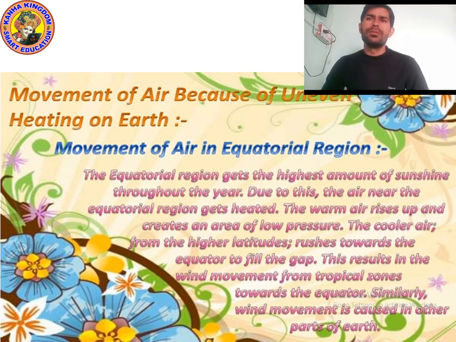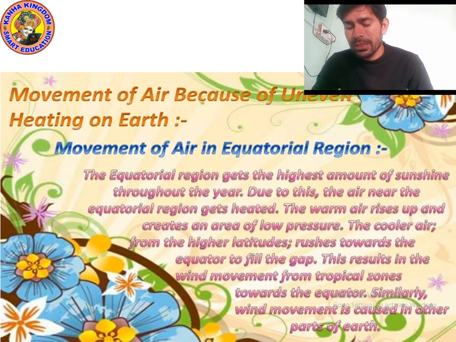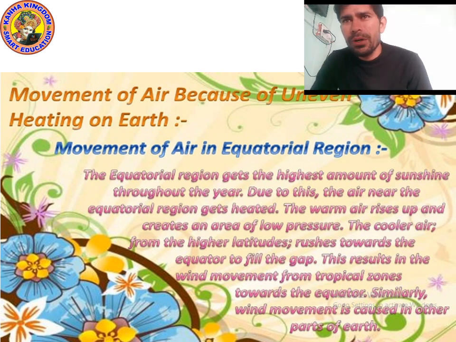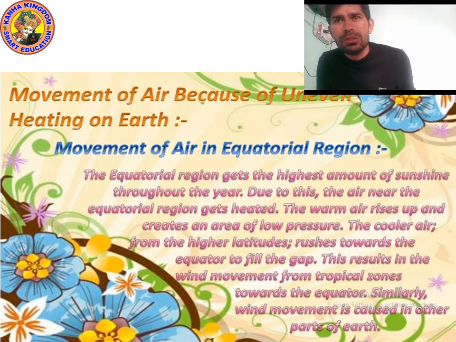So the warm air always rises up and creates an area of low pressure. When warm air rises up, it creates low pressure. Now the remaining air is getting condensed, and the low pressure area is created. So now the cooler air from higher latitudes rushes towards the equator and fills the gap. This results in wind movement from the tropical zone towards the equatorial zone. So it causes air movement.